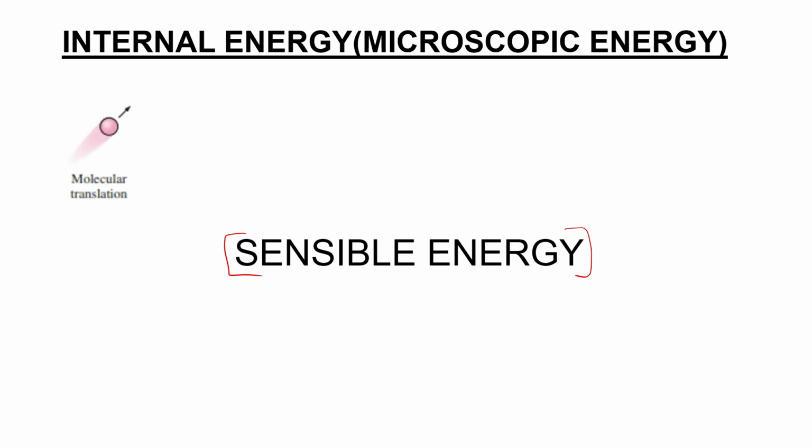Sensible energy is due, first, to molecular translation, because the molecules move in the x direction, y direction, etc. Because of this translational velocity, a molecule possesses kinetic energy, and this is called molecular translation energy. Then you have molecular rotation. These molecules have a rotational motion, and on account of this, they have a rotational energy, another internal energy.